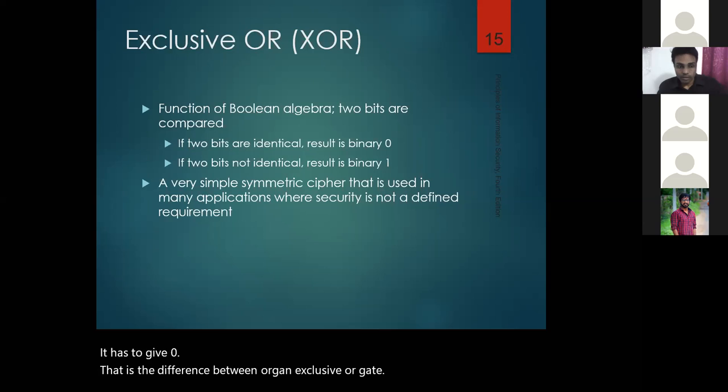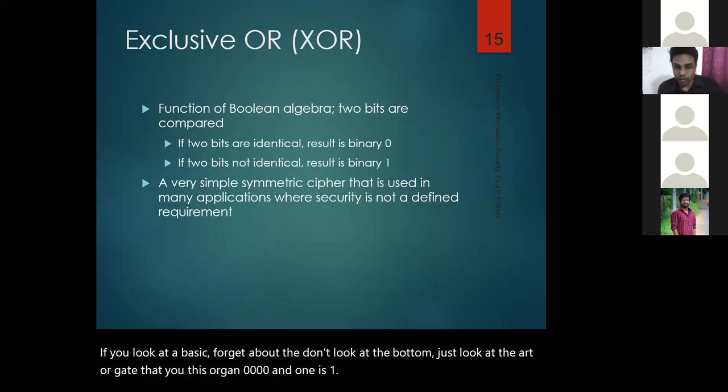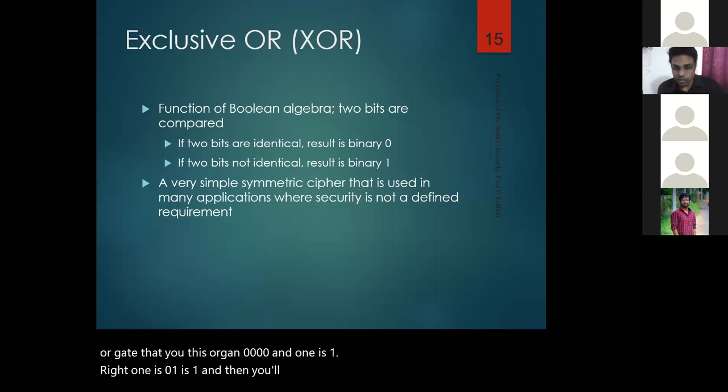Is that clear? So now let's look at the basic OR gate. Don't look at the bottom, just look at the OR gate that you usually know. 0 and 0 is 0, 0 and 1 is 1, 1 and 0 is 1. But for 1 and 1, in the OR gate you have 1, while in this XOR truth table you have 0. That is the only difference.